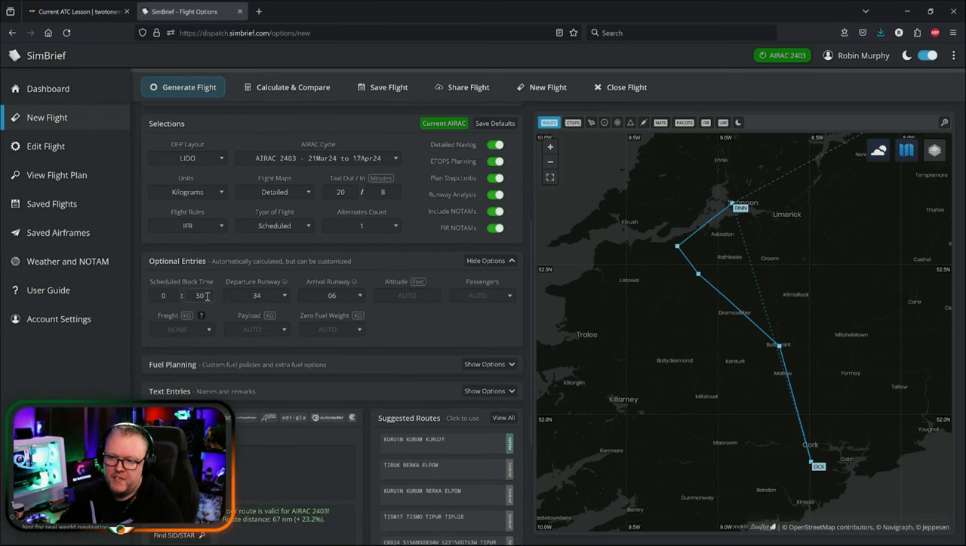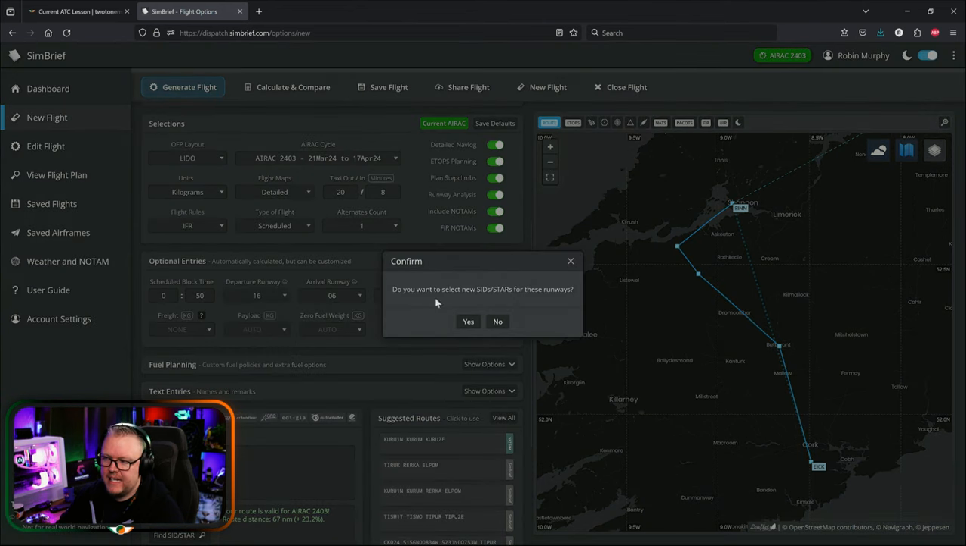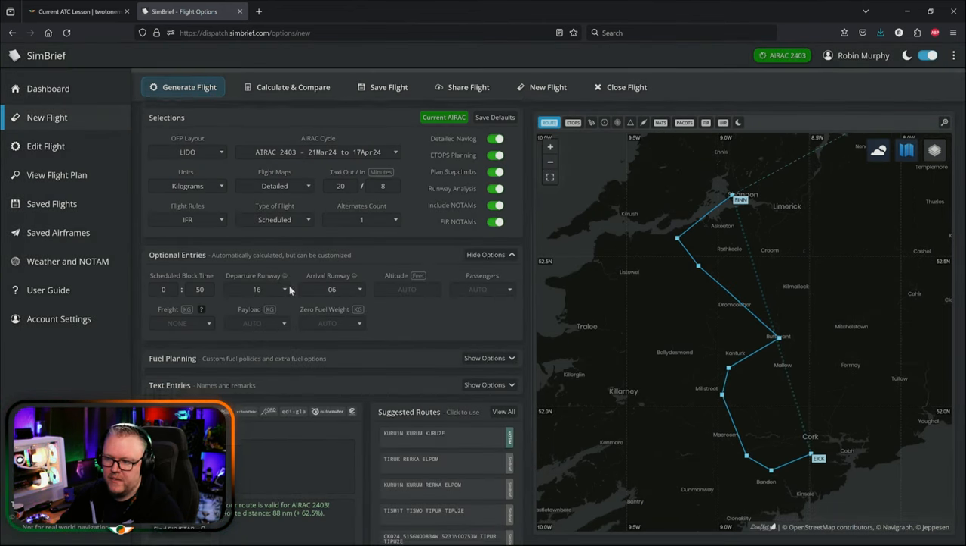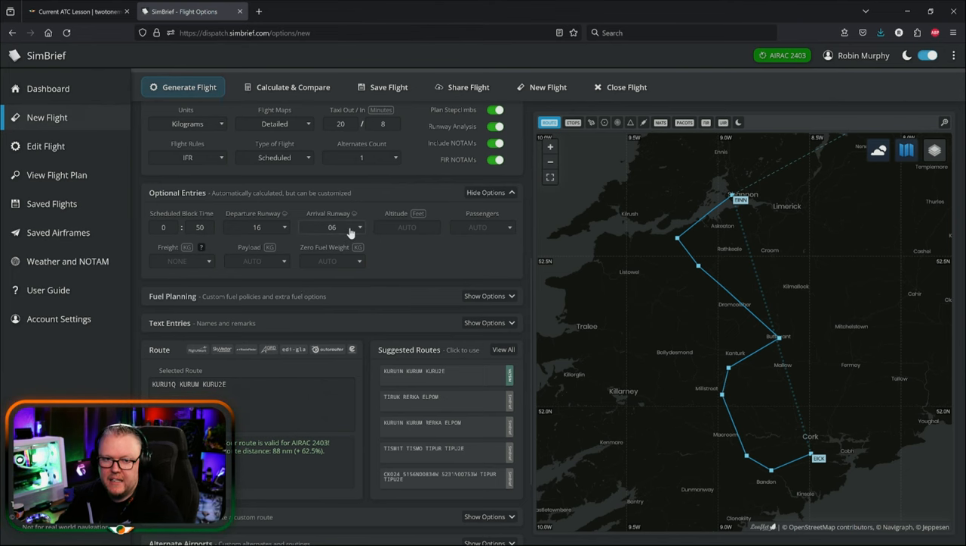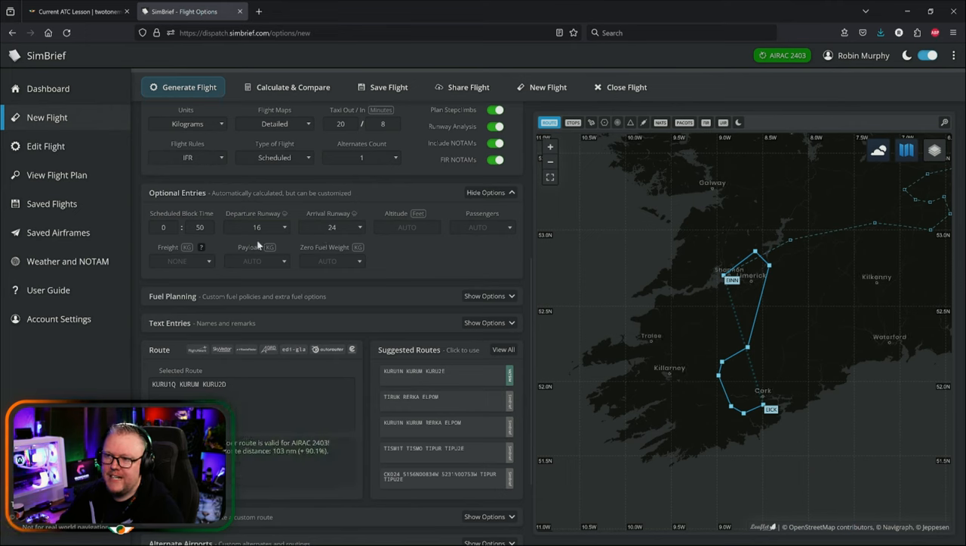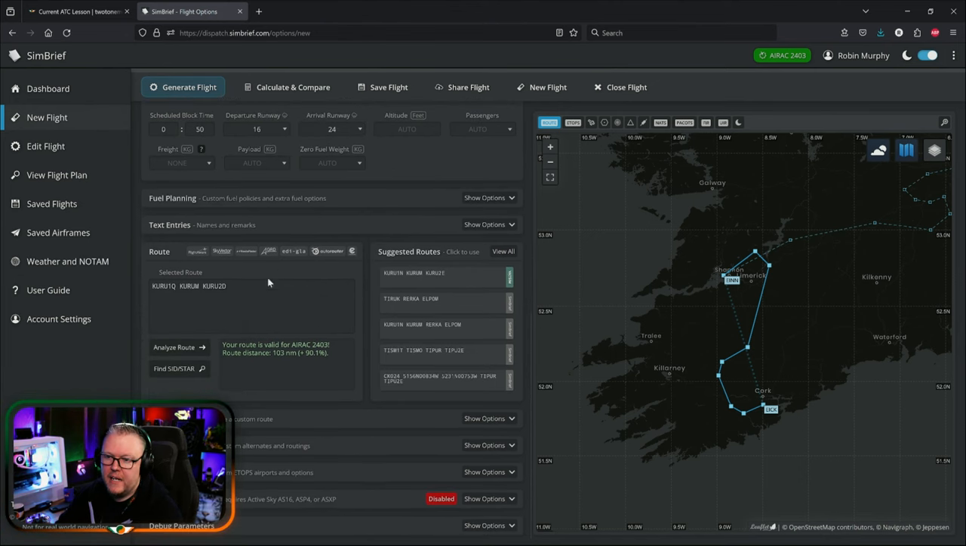Scheduled block time, that's fine. Departure runway, I'm choosing 16. And it's saying, do you want to select new SIDs and STARs? Yeah, why not? Our arrival runway at Shannon is going to be 24. So make sure you've selected your departure as 16 and your arrival as 24. That's important.